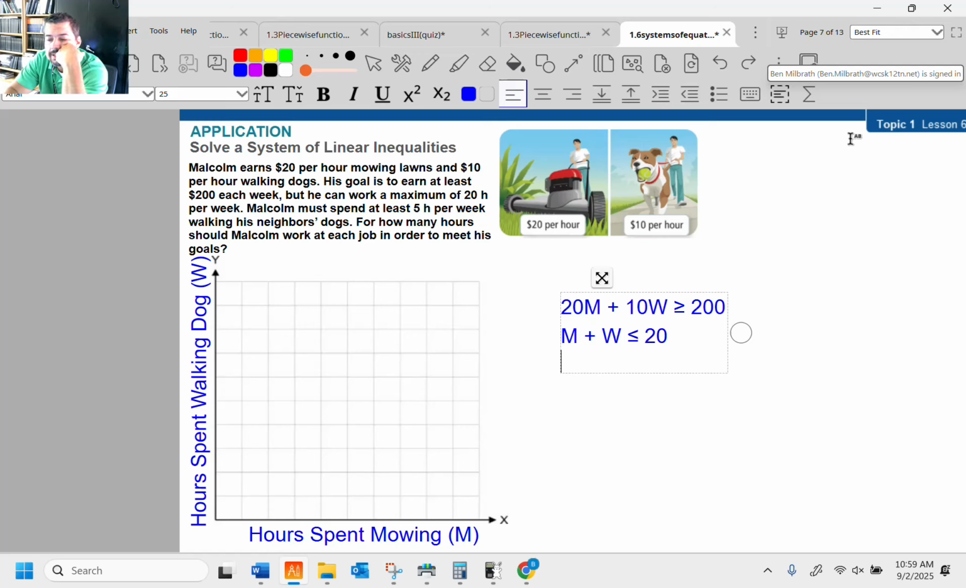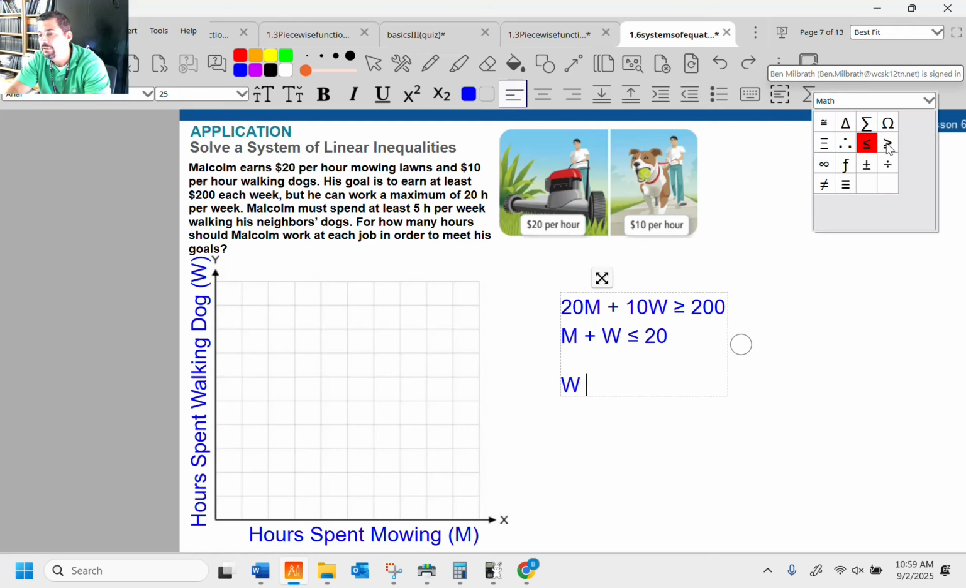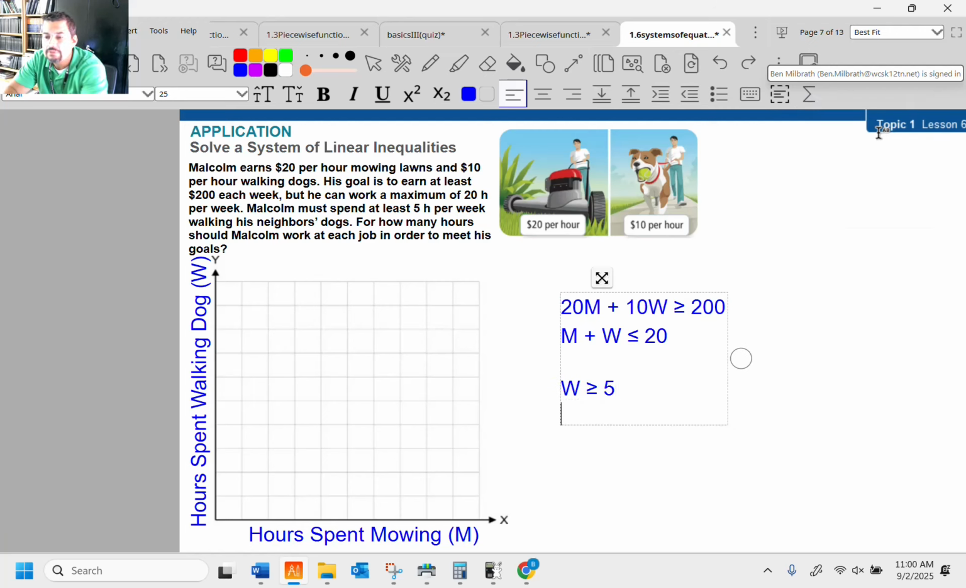Let's see, he has to spend at least 5 hours per week walking his neighbor's dog. So walking has to be greater than or equal to 5. And what else? Of course, we know that if you put the two things together, they have to be greater than or equal to 0. But that's already given on that one. I feel like these are the two equations I need.